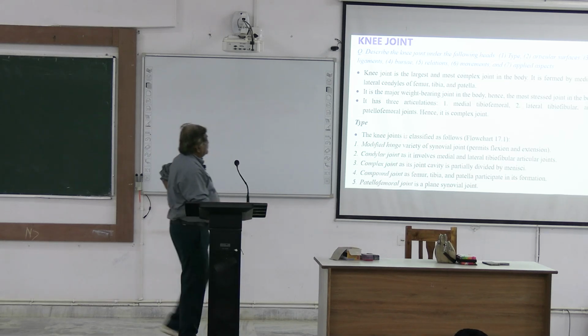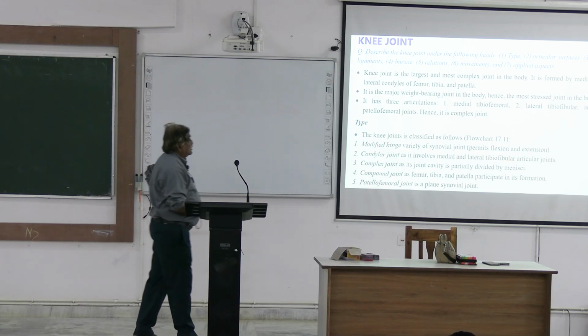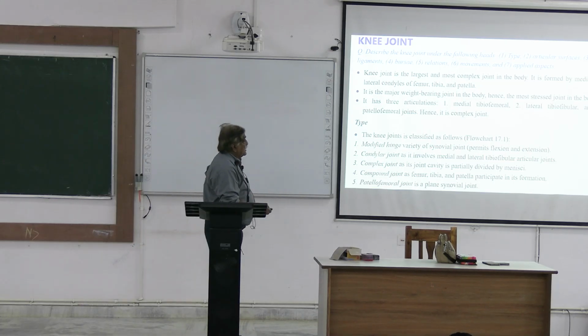So type, the knee joint is classified as a modified hinge variety of synovial joint, which permits flexion and extension. Condylar joint, as it involves medial and lateral tibiofemoral articular joints. Complex joint, as its joint cavity is partially divided by meniscus. Compound joint, as femur, tibia and patella participate in the formation. Patellofemoral joint is a plane synovial joint.